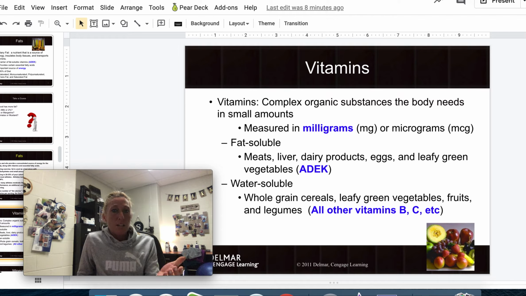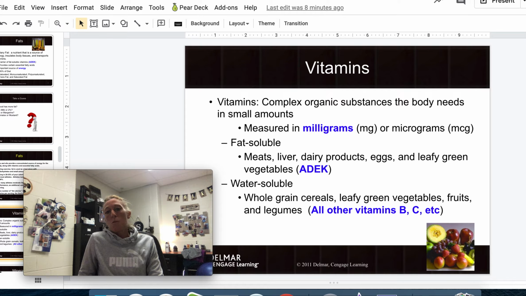We have fat-soluble vitamins and we have water-soluble vitamins. A, D, E, and K, like we talked about when we were talking about fat, are stored in fat cells. And then all others are water-soluble, like all of your B vitamins and vitamin C. You have to replenish them every day.